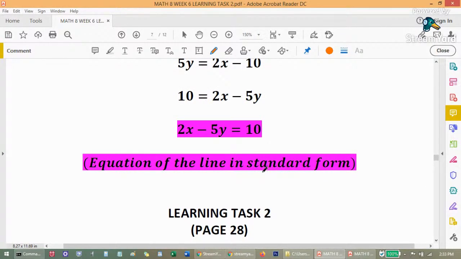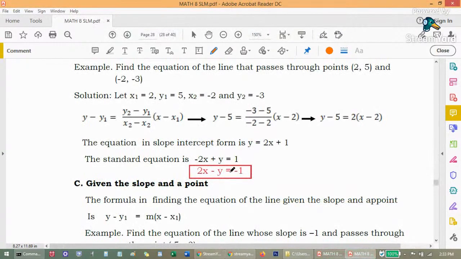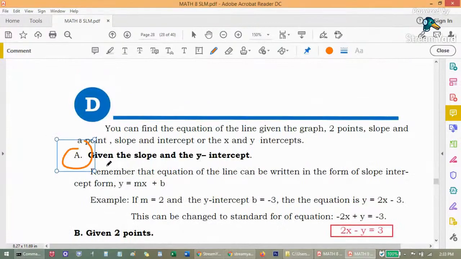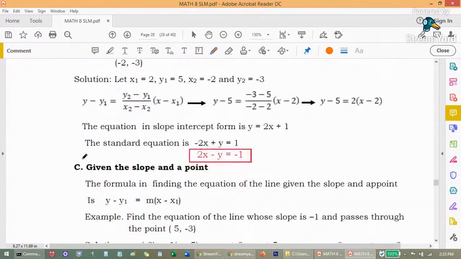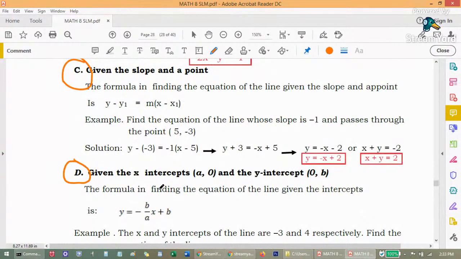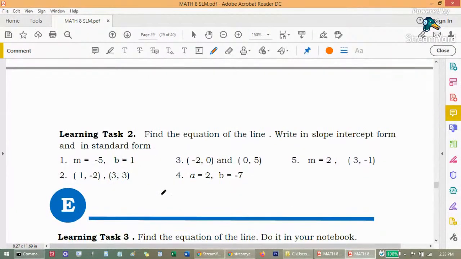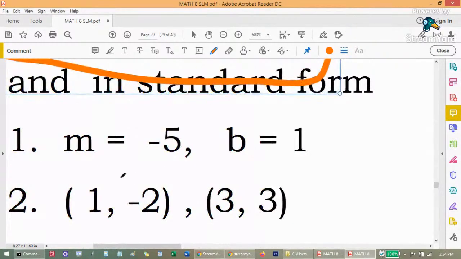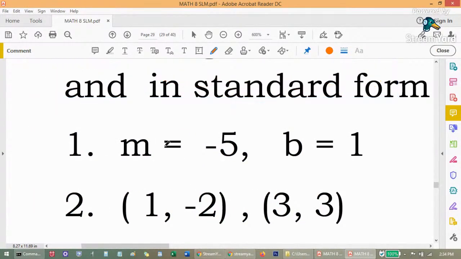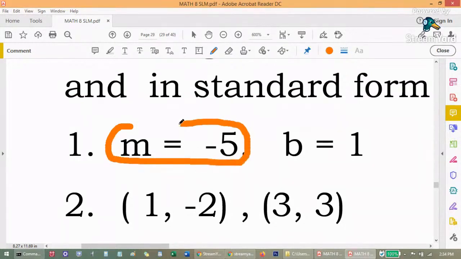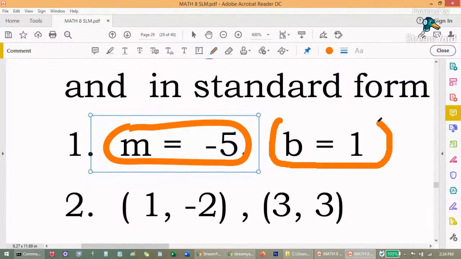Okay, so that's A, B, C, and D. Now let's try to do the learning tasks. Okay, so number 1, meron tayong slope. And ito naman ay y-intercept. So hanapin daw natin yung equation of the line. Meron tayong slope and y-intercept.